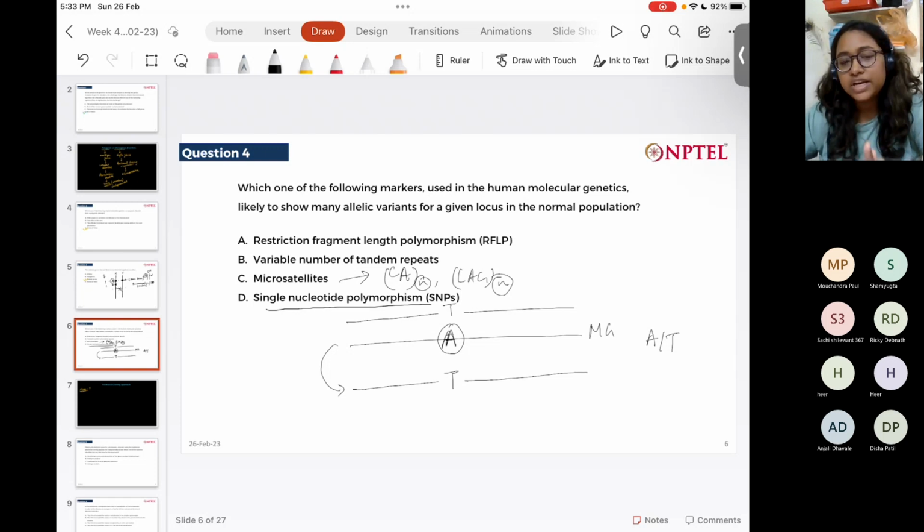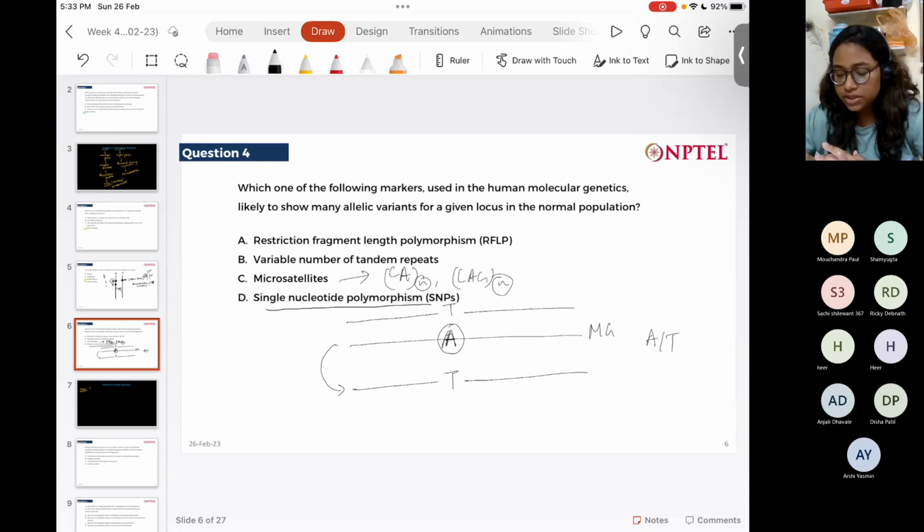So now try to answer which of these markers will show a large number of allelic variants, meaning within the same locus. Locus means the position within the same position in the chromosome, or within the gene of interest that you're studying, and it is present in both affected and normal, in all population. You're studying a population, then it will be present there. So now try to answer what will be the correct answer to this particular question.